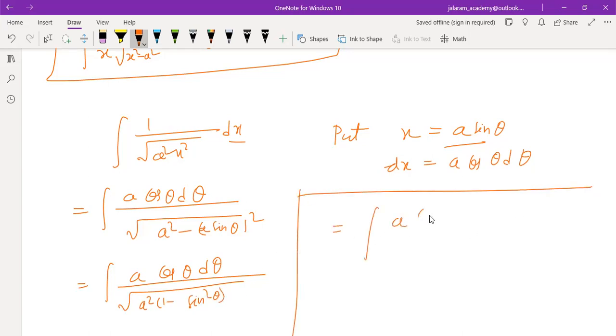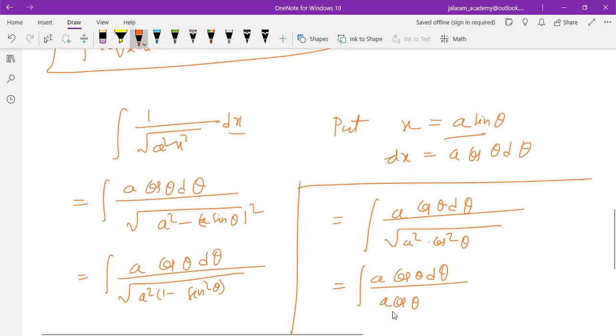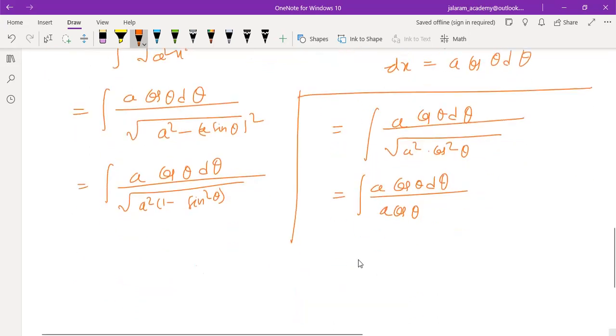Clearly, it is a cos theta in the numerator, d theta, over, don't forget to write d theta, over a square into 1 minus sin square theta, which becomes cos square theta. So it is the integration of a cos theta d theta over the integration of the square root of a square cos square theta, which is also a cos theta. This a cos theta cancels out. So we are getting only the integration of d theta, that is theta plus c.